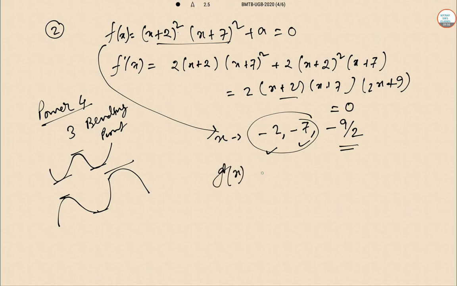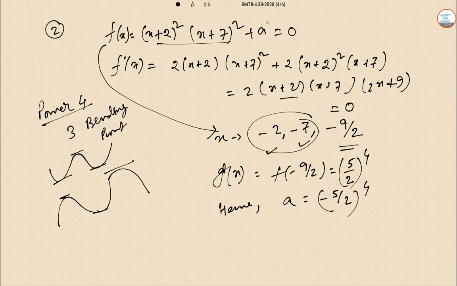So f(x) equal to f of minus 9 by 2. Okay, so this will give you (5 by 2) whole to the power 4, and this is the only double root of the equation. Hence, as this is the double root, a is this value, and if we subtract this value, only then will this equation get to this level. So a equal to plus minus of this thing, that is, minus (5 by 2) whole to the power 4, that is what a is. So this is the answer to this question. Okay, so in the next video we'll be solving 3 and 4.